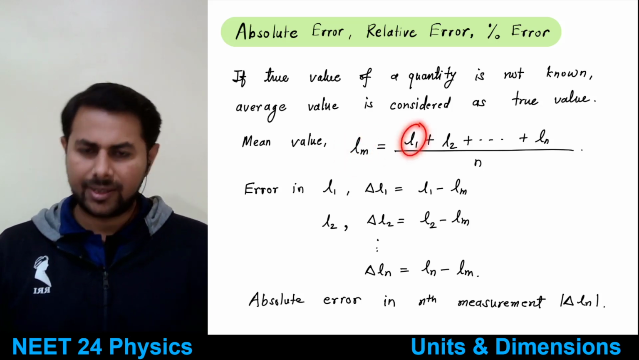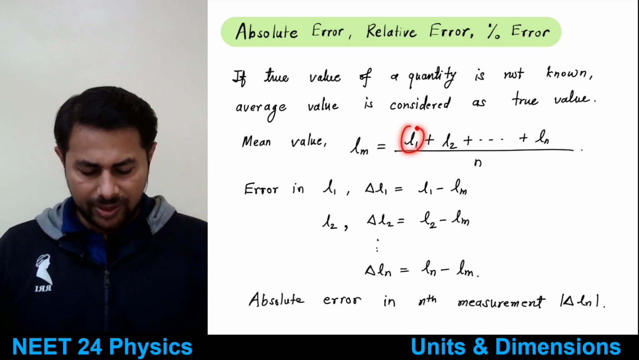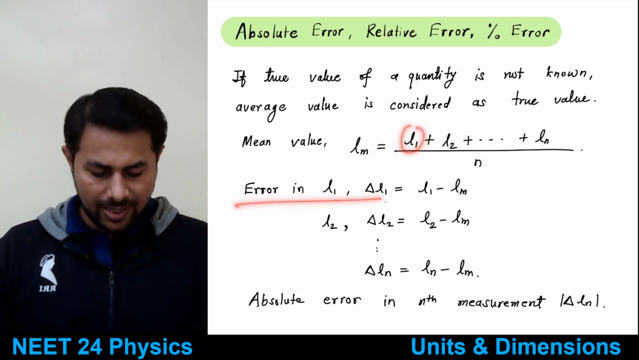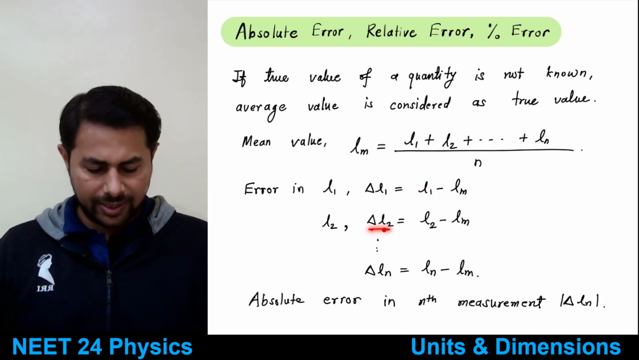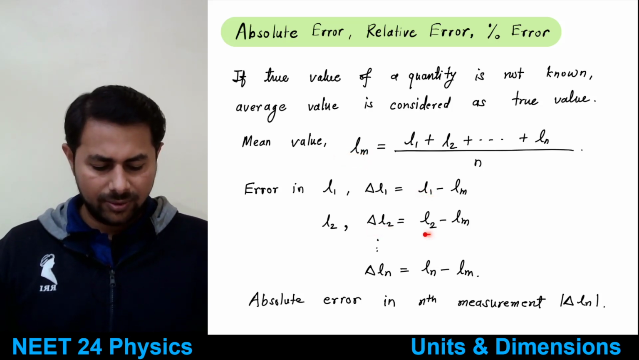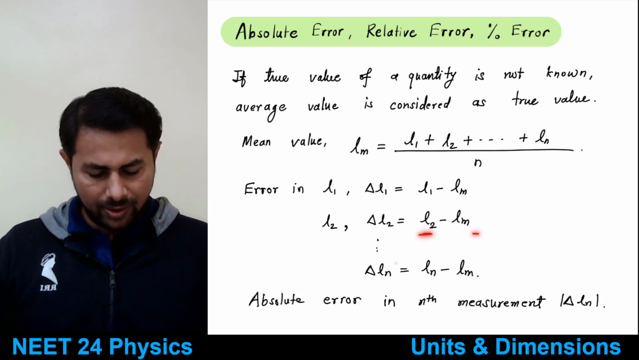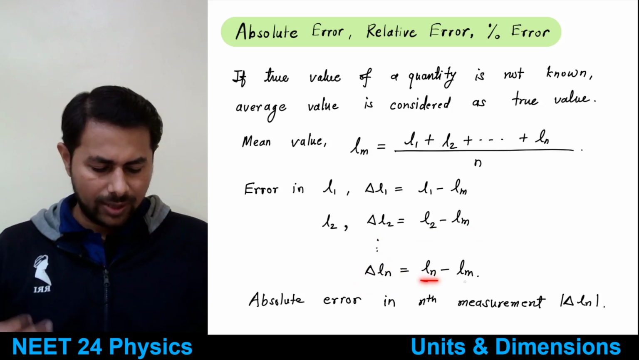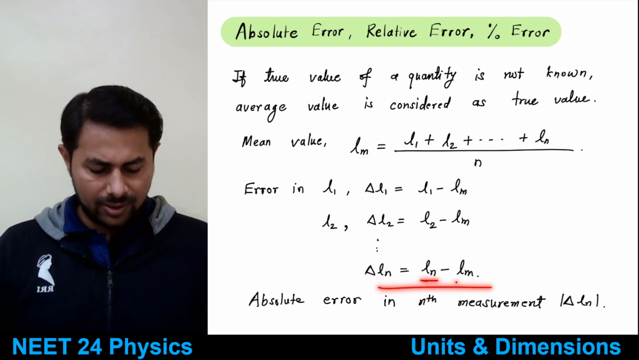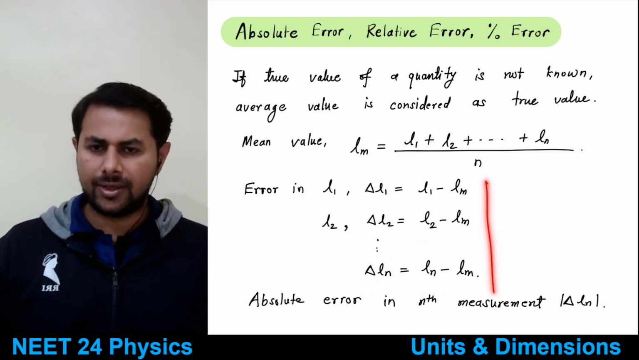So what will be the error in the first measurement? Error in the first measurement, suppose delta L1, is L1 minus this mean value. Error in the second one, delta L2, is L2 minus Lm, and so on and so forth. Error in the nth measurement will be equal to Ln minus Lm. So this is how we find out the errors.